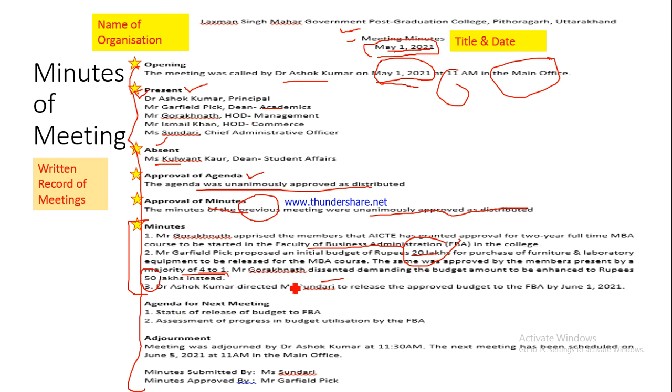The third point is Dr. Ashok Kumar directed Miss Sundari. Now, who is Miss Sundari? We'll have to go here. Chief Administrative Officer, to release the approved budget. Now, which budget has been approved by majority? 20 lakhs. So, Mr. Ashok Kumar has directed Miss Sundari to release this approved budget by this particular date, which means within 1 month of this particular meeting.